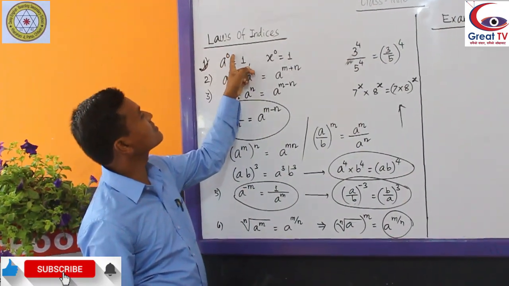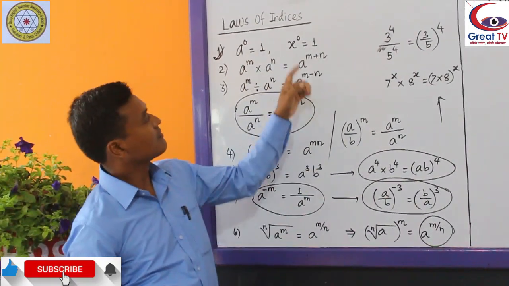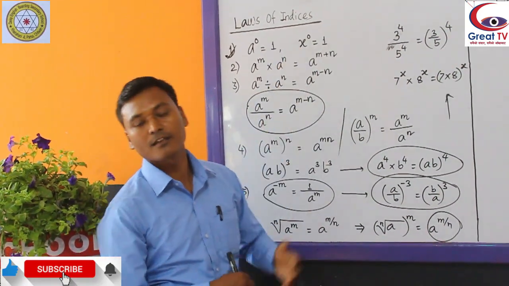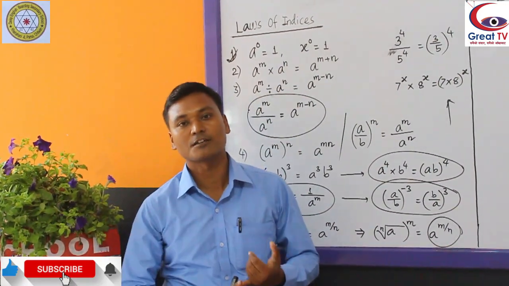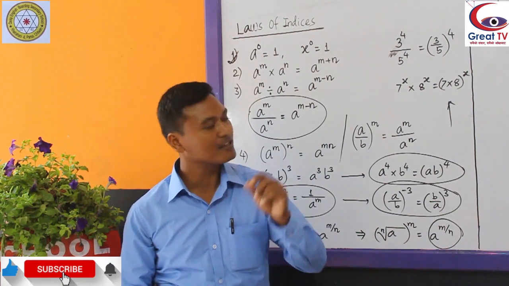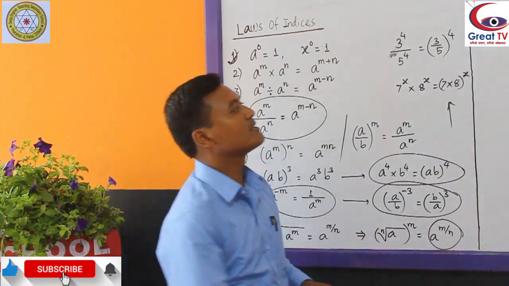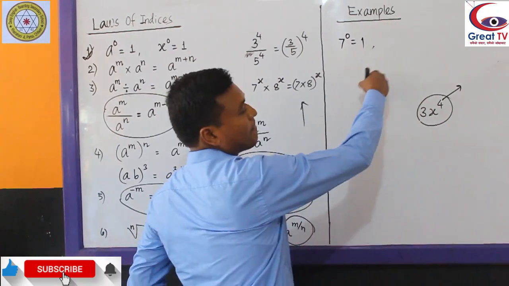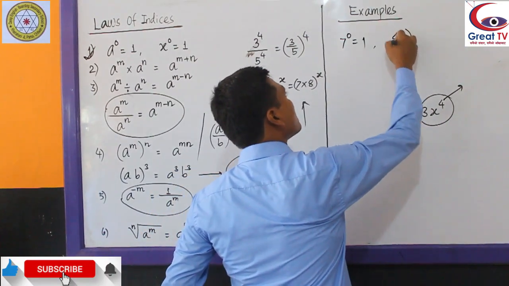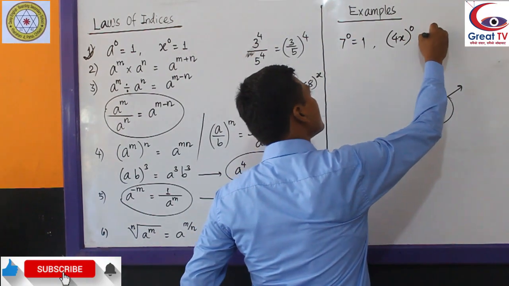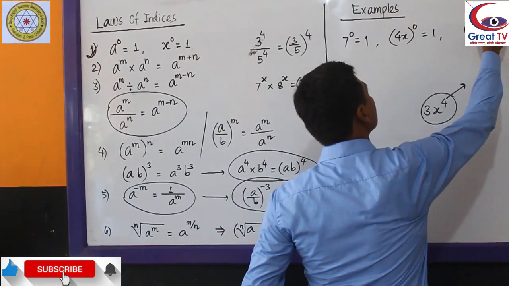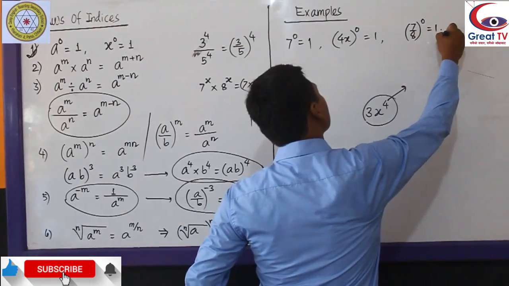Here a to the power 0 also gives the value 1. x to the power 0 also gives the value 1. Any letter having whole power 0 always gives the value 1. That is called law of zero index. It means 7 to the power 0 also equals 1. (4x) whole power 0 is also equal to 1. (7 upon 8) whole power 0 is also equal to 1.